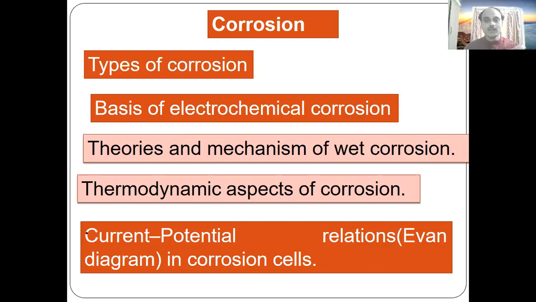And the thermodynamic aspects of this reaction mean: what is the change in free energy, what is the change in enthalpy, what is the change in entropy, and what is the equilibrium constant. All these points should come into the picture of the thermodynamic aspects of corrosion. And there is one important concept we are going to study, that is the Evans diagram, that is the current-potential relationship. This is very new to you, as you have not studied it in the undergraduate, non-BSc honors course.